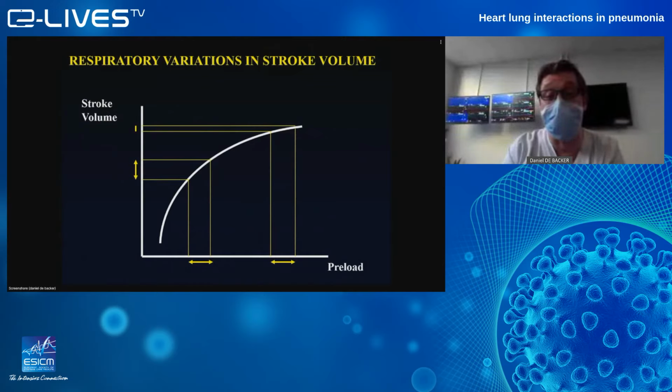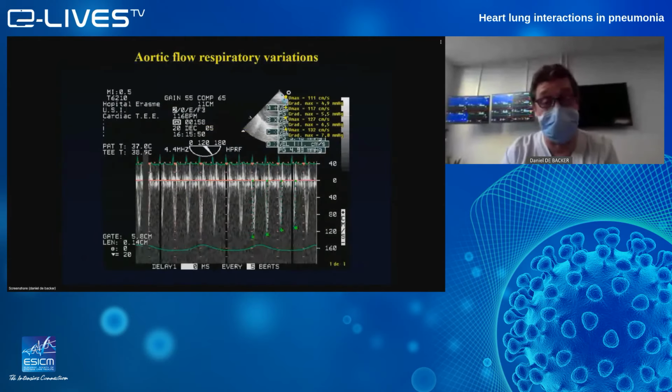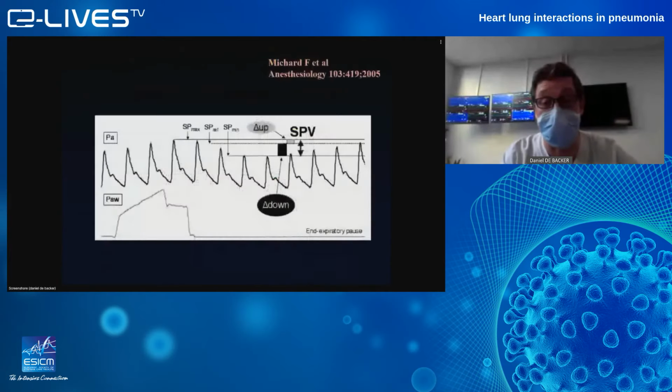And when we are on the flat part of the Starling relationship, there is no change in stroke volume. When we are on the steep part, there will be a change in stroke volume. And of course, when we look at these respiratory changes in stroke volume, this will predict or might predict the response to fluids. Here we can see, looking at this by echo, that indeed during ventilation there is a marked fluctuation in the aortic stroke volume.